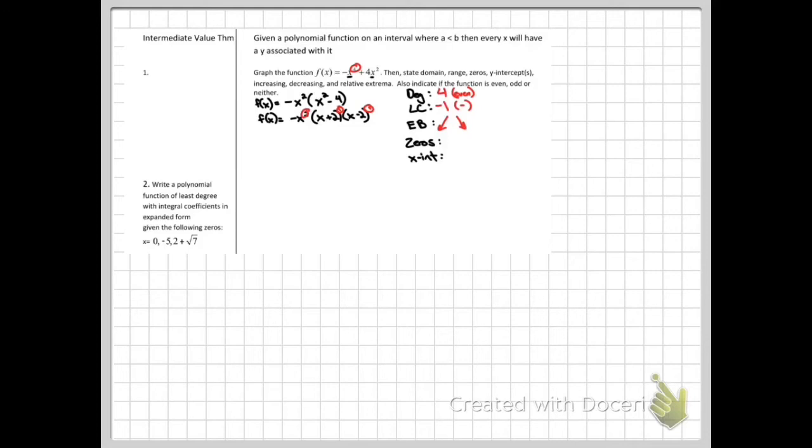Okay, zeros, zero product property. We have x squared in the very front, negative x squared. If you set x squared equal to 0, you're going to get a 0 of x equals 0 with multiplicity of 2. This is how we answer blanks that ask for zeros. X equals, and we include the multiplicity if it's bigger than 1.